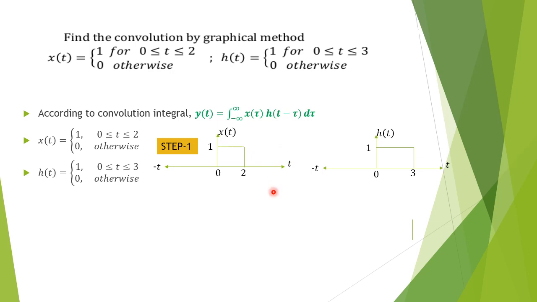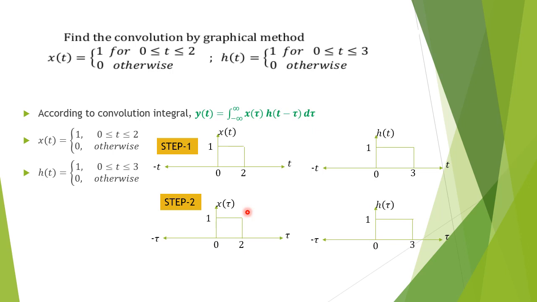This is the t axis. So step 2, we are going to plot x of tau. So this is x of tau. Instead of t, we have changed it to tau. This is h of tau. So the next step is we have to plot h of minus tau. So this is our h of tau. Now we have to plot h of minus tau using the folding property.